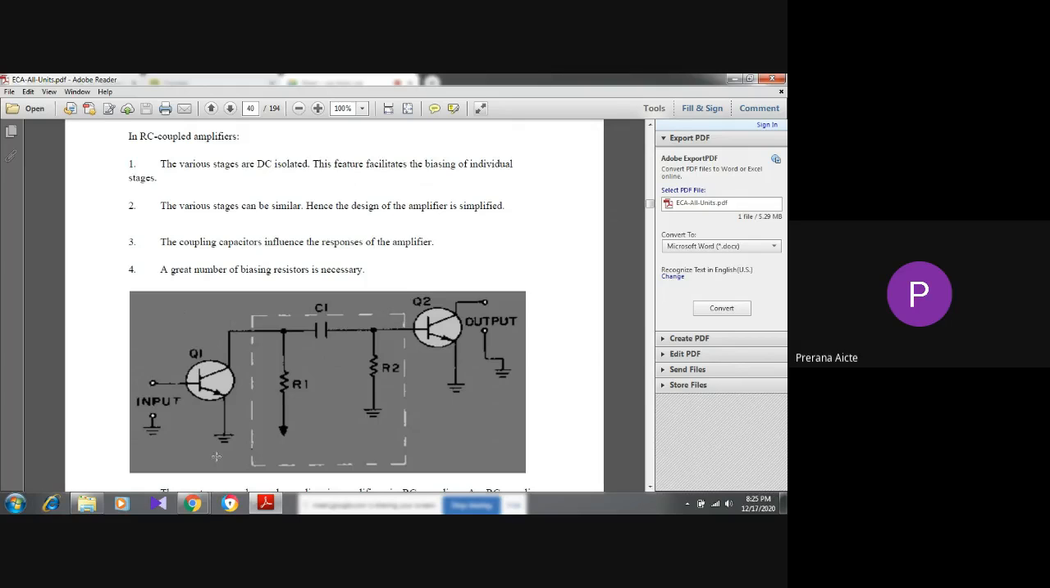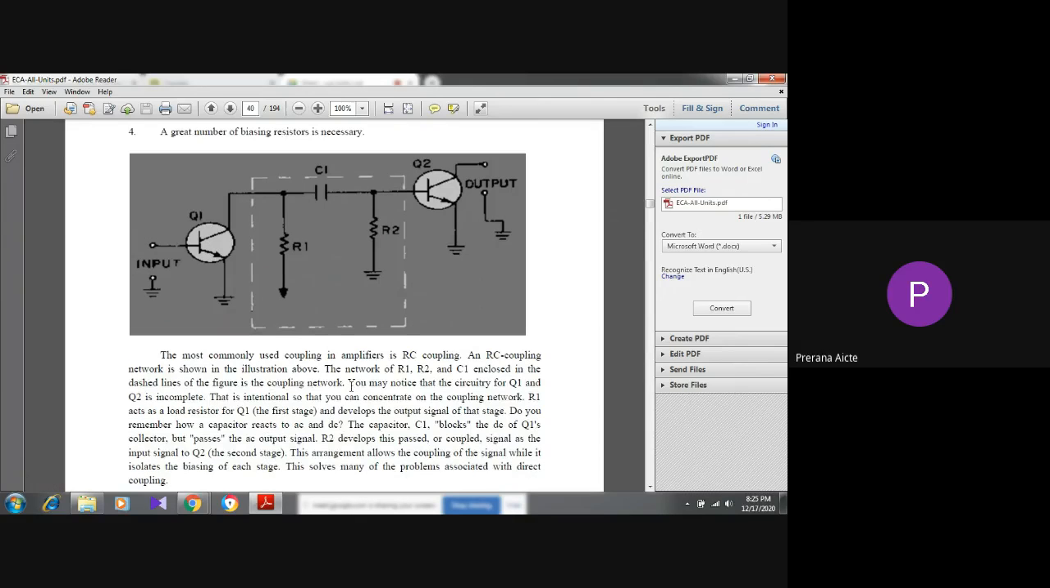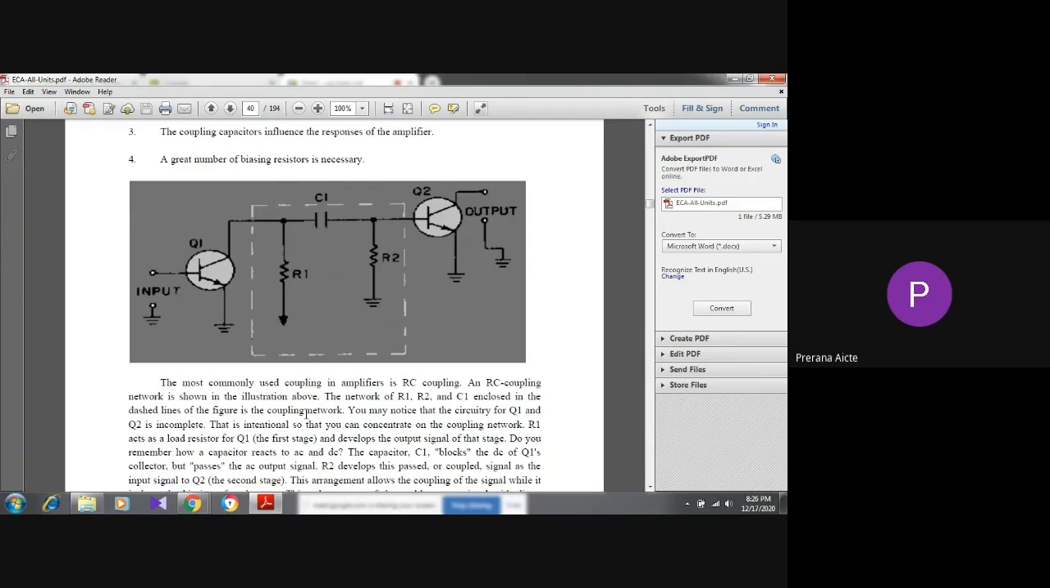Now, the most commonly used coupling is RC coupling. Already I explained that. An RC coupling network is shown in the figure above. The network of R1, R2, and C1 enclosed in the dashed lines of the figure is the coupling network. You may notice that the circuitry for Q1 and Q2 is incomplete. That is intentional so that you can concentrate on the coupling network. For simplification purposes, this is the figure.